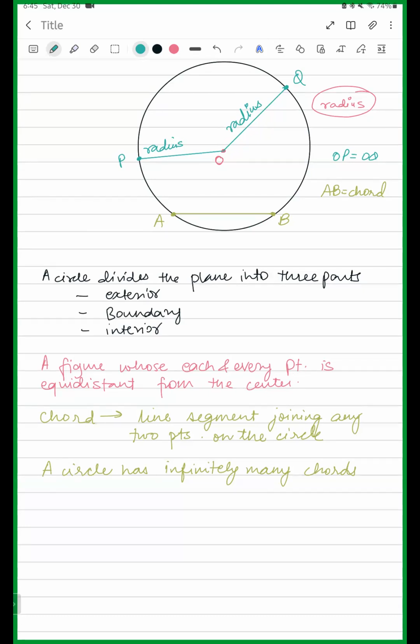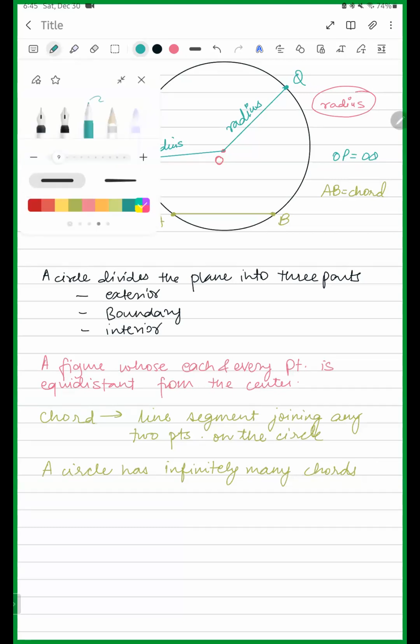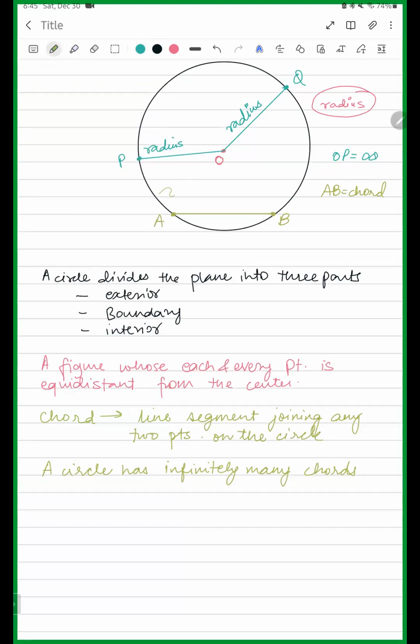Now, see here you can draw many chords. Let's say this is also a chord. This is going to be another chord. Let's say CD. Similarly, you can draw a chord like this. This could be XY. So you can draw as many chords as you like in any direction. It just has to join two different points on the circle.